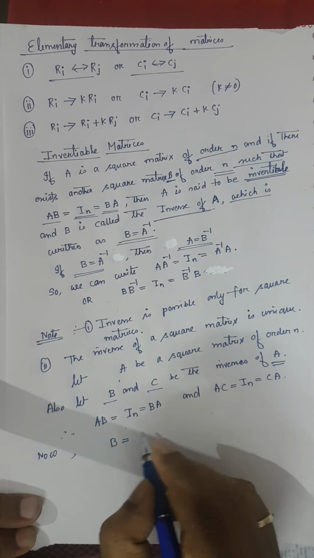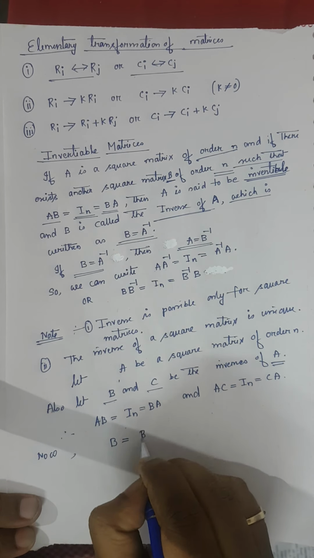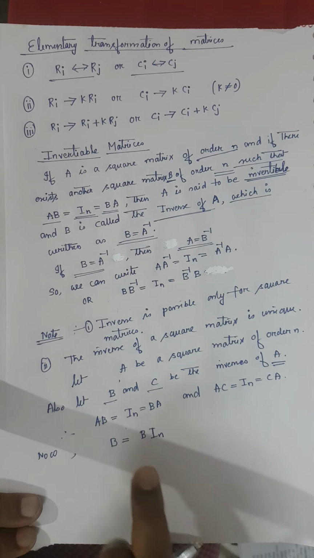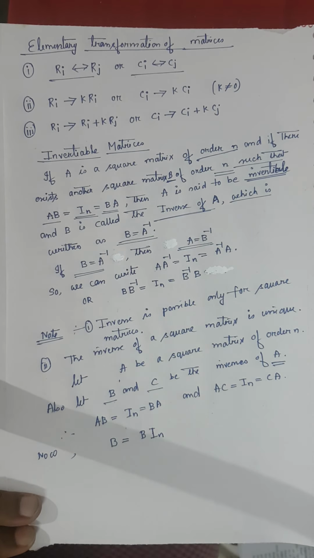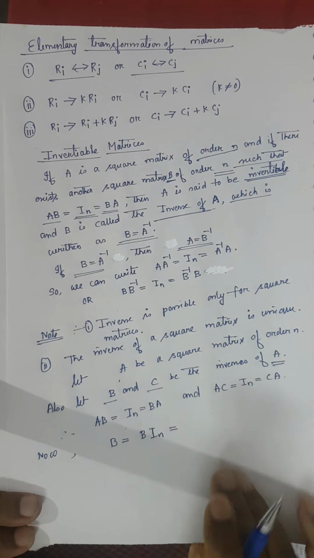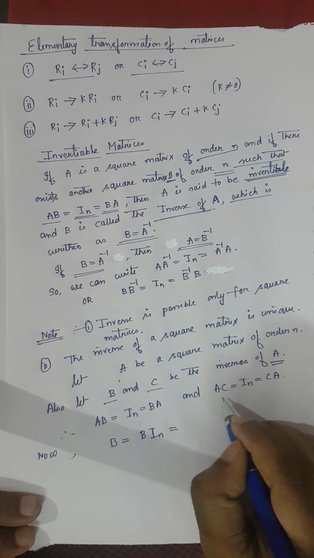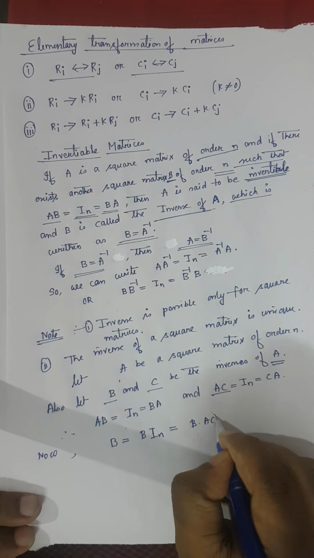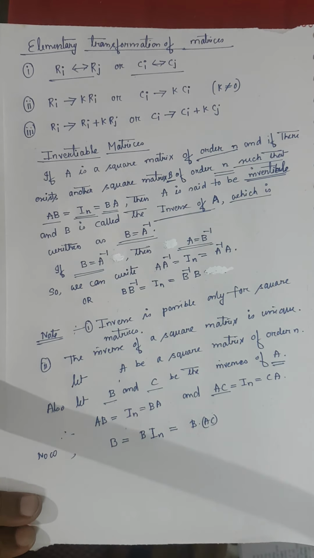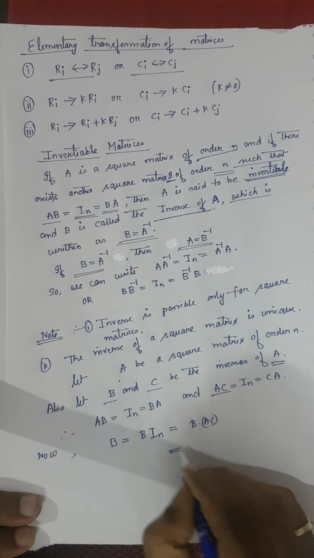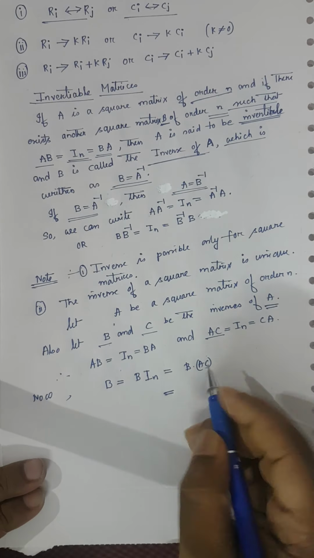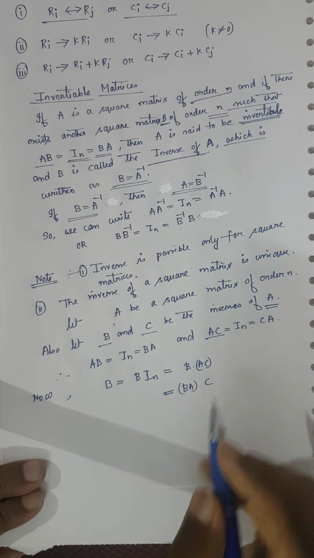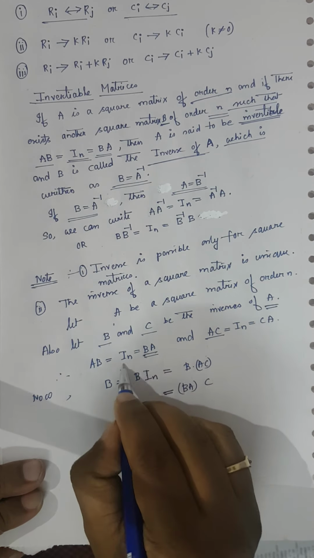So I can write B is equal to B into In. Whenever I multiply a square matrix by the identity matrix of same order, it remains same. What is In? We know In is equal to AC. So I can write B into A into C. We know the product of matrices is associative. So we can write this as B into A into C. We know that B into A is equal to In.